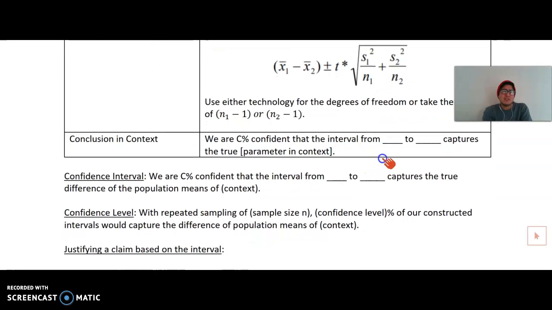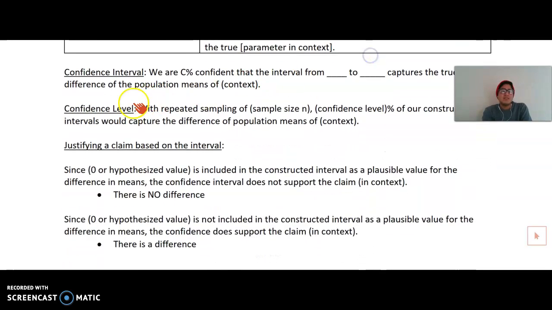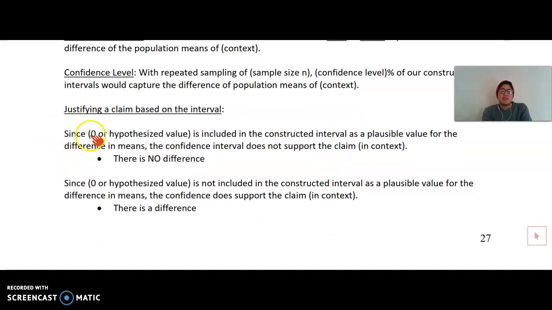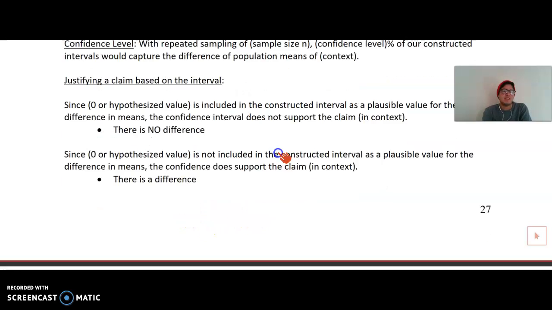And then, of course, the interpretations still remain the same. So we have a difference between our interval, which captures the population parameter, and then a difference of our confidence level, which deals with the procedure of these confidence intervals. And then if the claimed value falls within the confidence interval, there's no difference. It's not always zero. Or if it does not fall within the value, then we have significant evidence to conclude that there may be a difference.